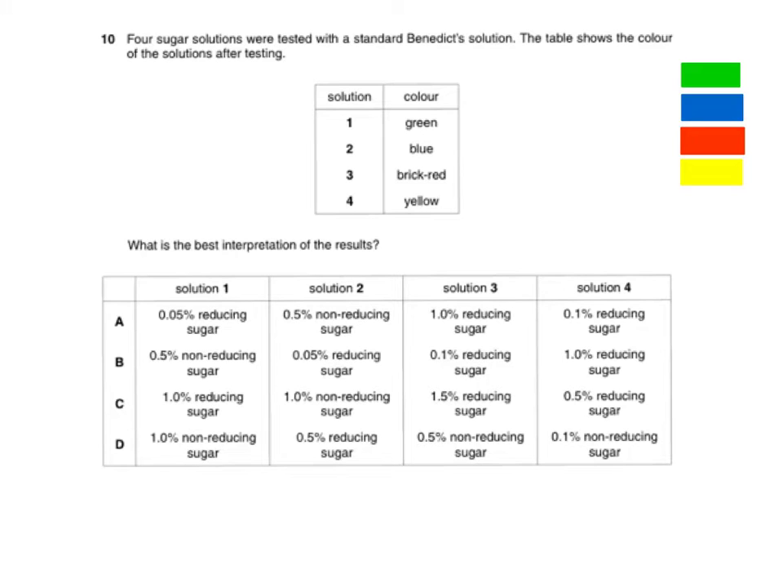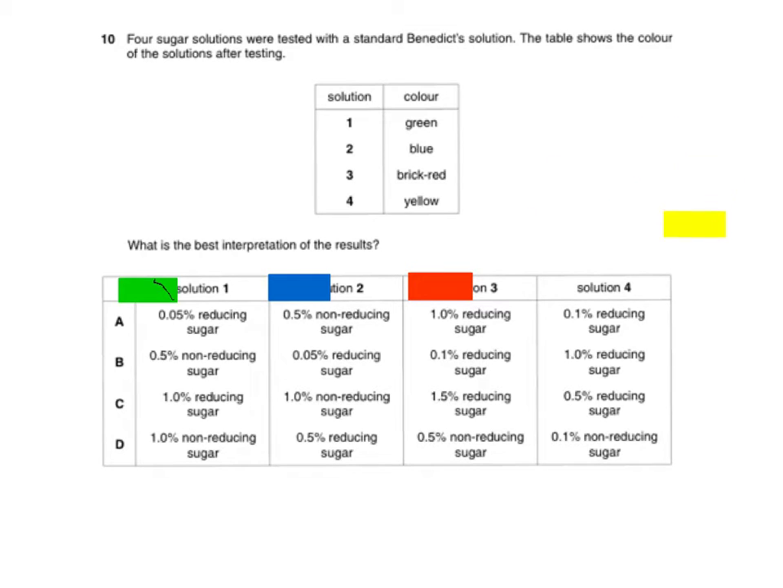Lots of information in this question, and the first thing that I would do is assign a colour to each of the columns. So solution 1 is green, solution 2 is blue, solution 3 is red, and solution 4 is yellow. Okay, and that just appeals to my sense of visual learning.